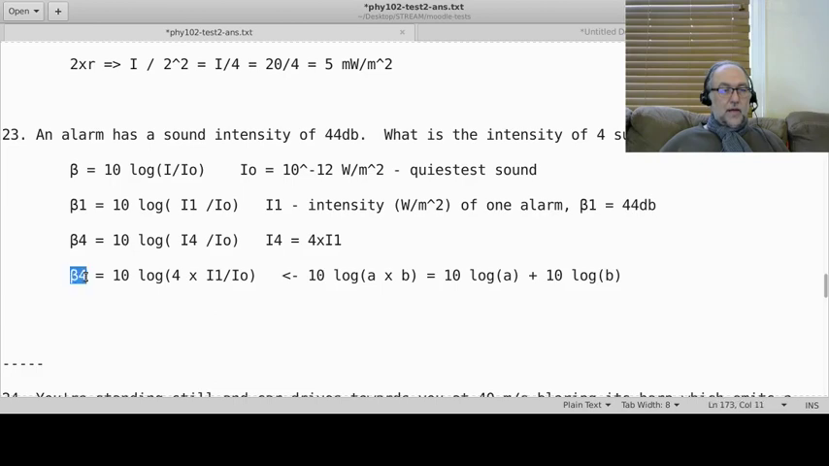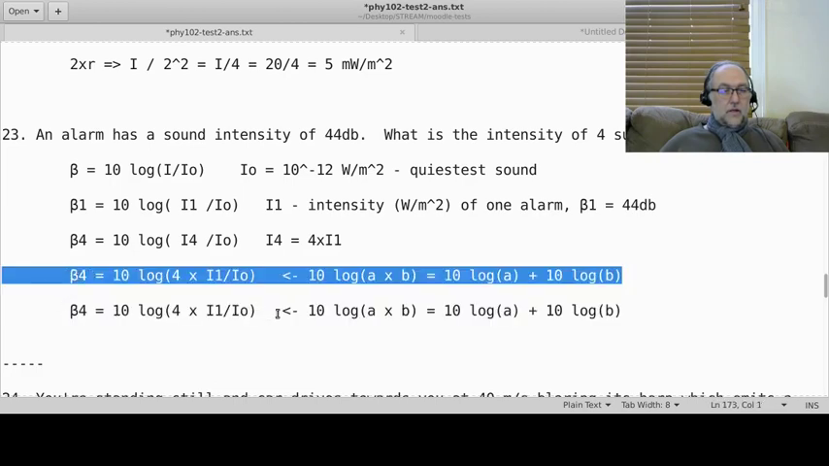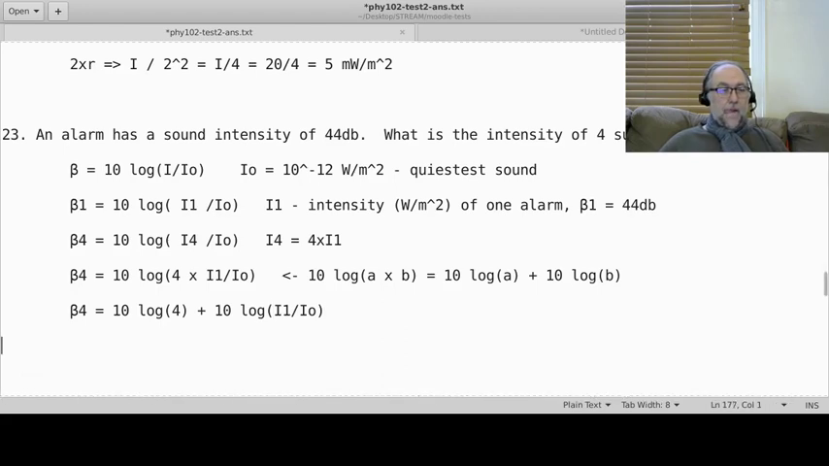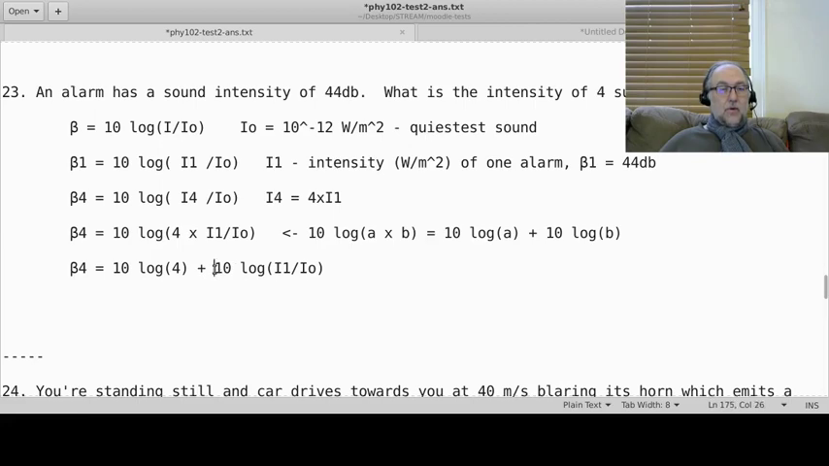So over here, what I'm going to have is 10 log of 4. The log is going to turn the multiplication into addition. I still have that 10 log of that. And now you take a look at this and you go, well, what has this got me? That is exactly this. So this is basically the intensity in decibels of just one of them.